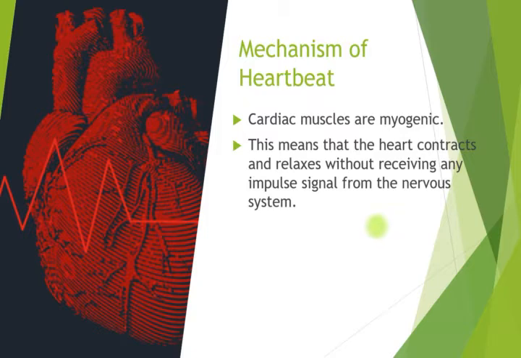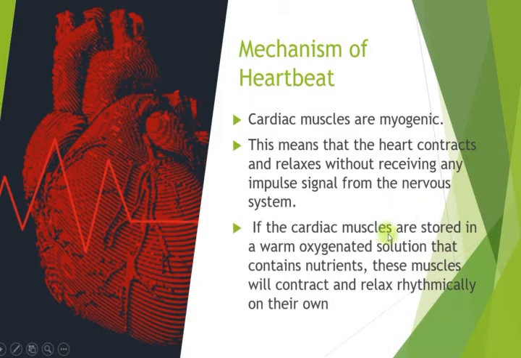If the cardiac muscles are stored in a warm oxygenated solution that contains nutrients, these muscles will contract and relax rhythmically on their own. So that is the characteristic of the cardiac muscle, which is myogenic. What do you mean by myogenic? The heart muscle can contract and relax by itself.